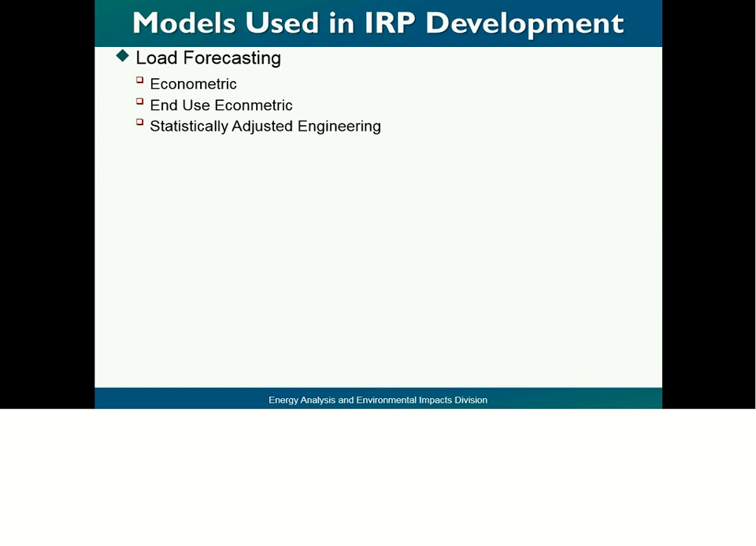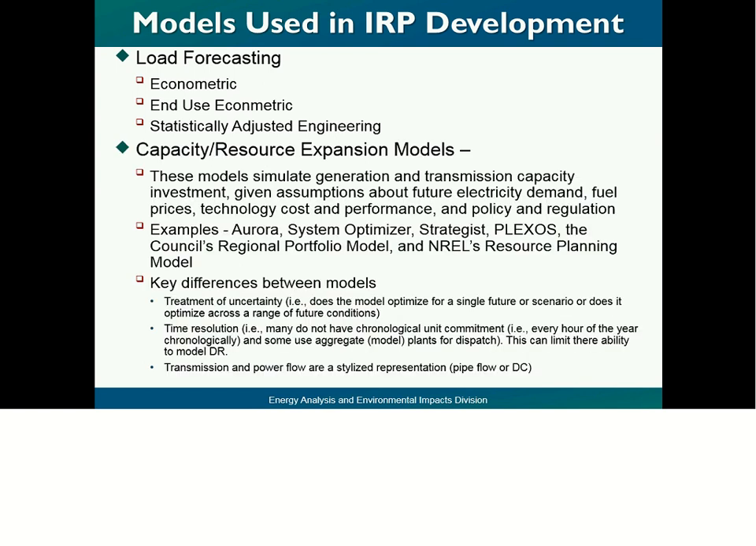Capacity expansion model, that's the big one. Likely the companies already have these, so I'm not going to recommend a particular one or not. There are lots of those. There are commercial ones. I've listed several: Aurora, System Optimizer, the FlexDose model. We have our own regional planning model. NREL has a resource planning model that it uses.